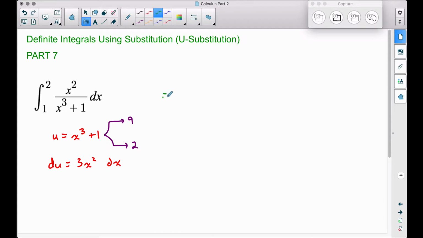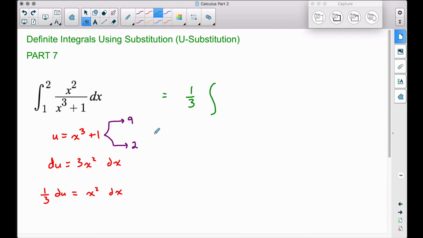Now, before we perform the substitution, notice we have an x squared and a dx, and we have an x squared and a dx. We don't have the 3, so I'm going to divide by 3. That gives us 1/3 du is equal to x squared dx. So this 1/3 du will replace this x squared and this dx right here. So I'm going to write that 1/3 on the outside of my integrand.